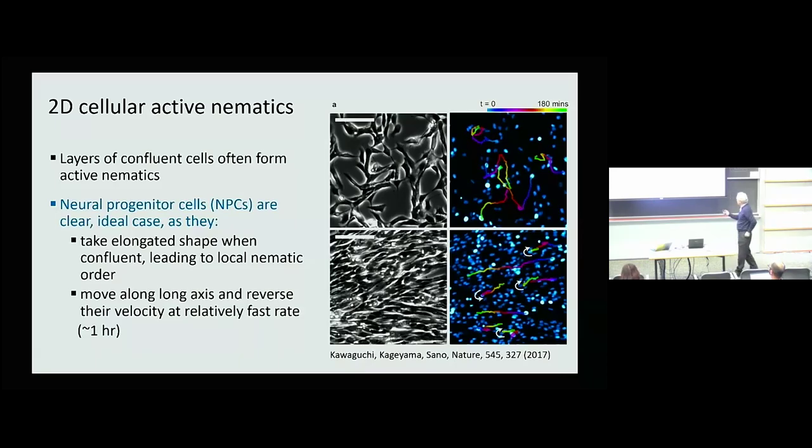At low density, you can see the cells are elongated, but there is no local nematic order. In the trajectory, they change direction from time to time. In the confluent case, cells are aligned nematically. You see the nuclear motion, they move back and forth.